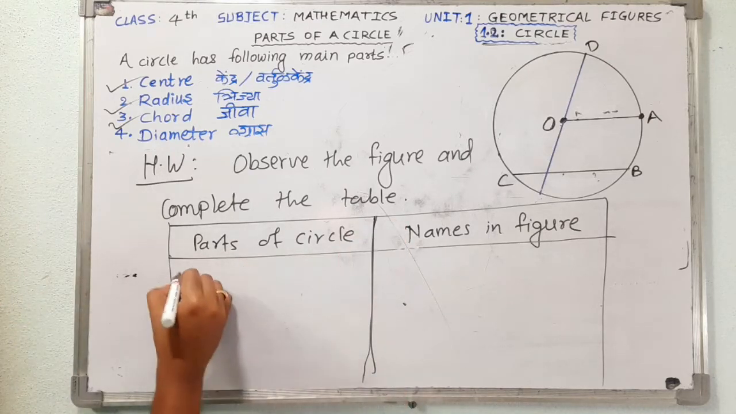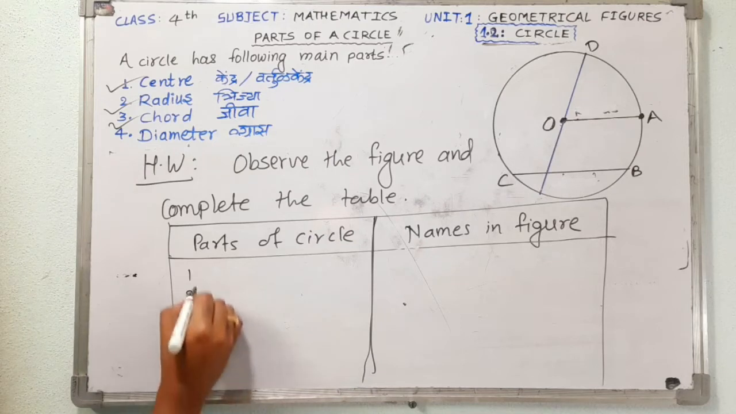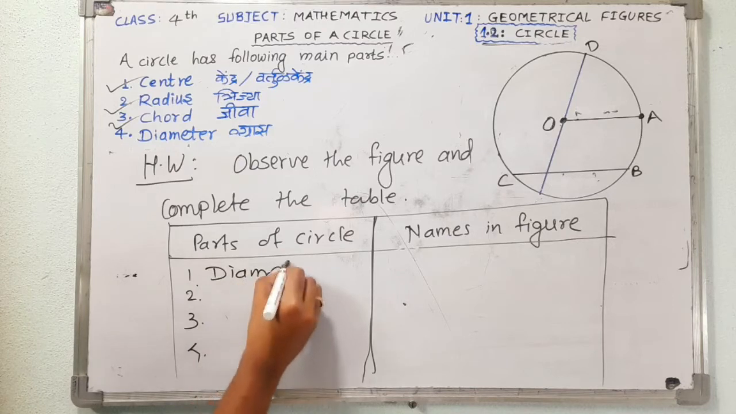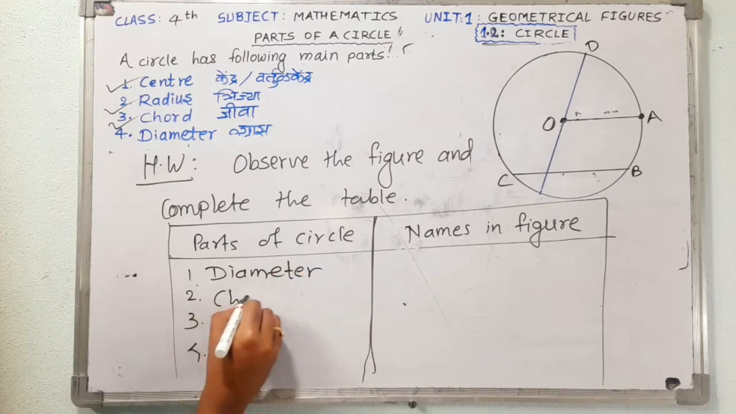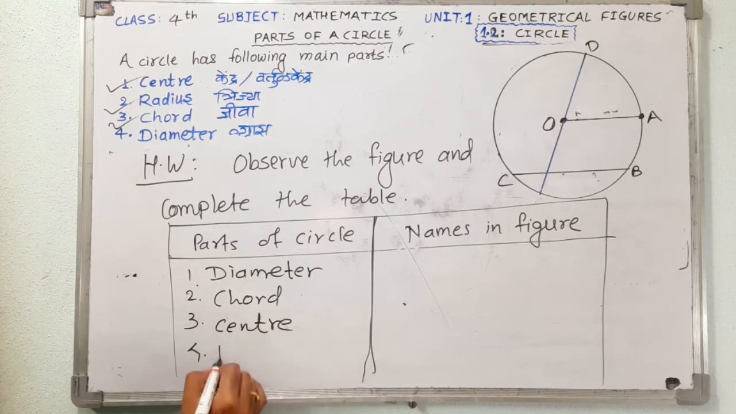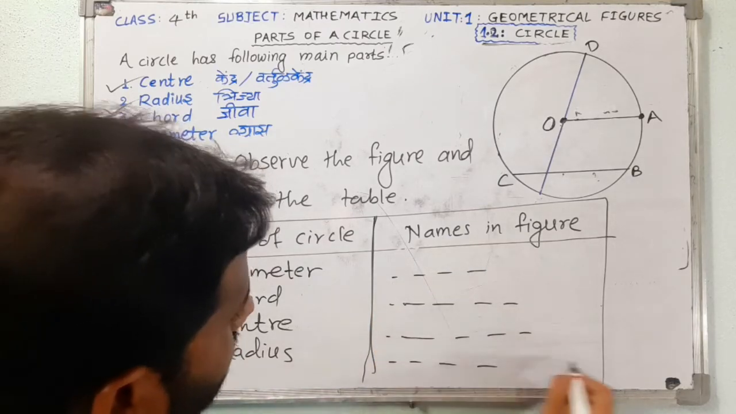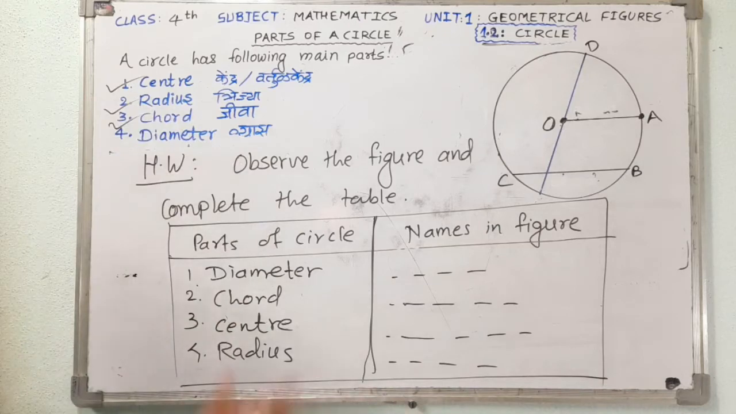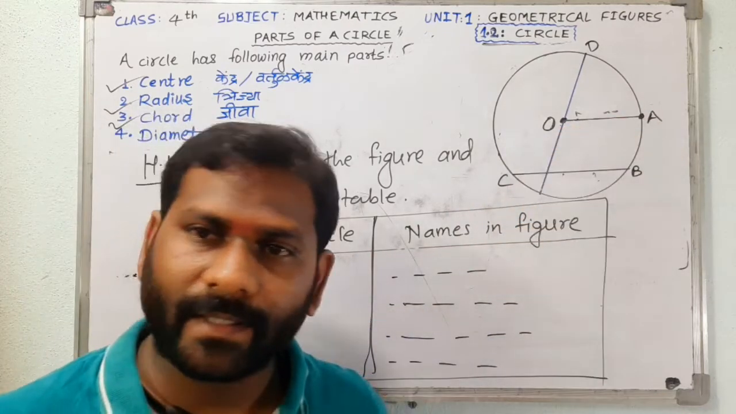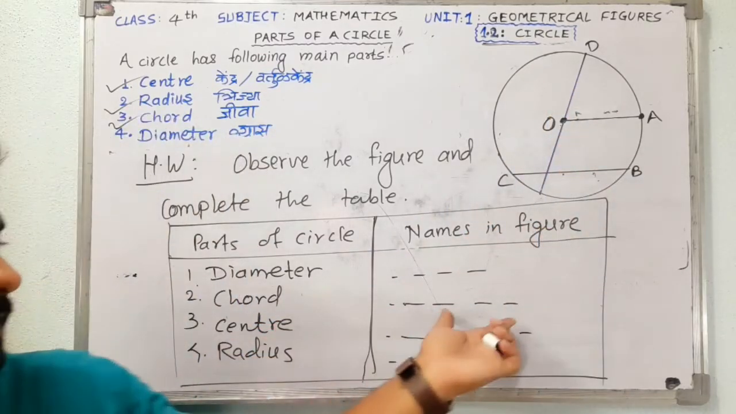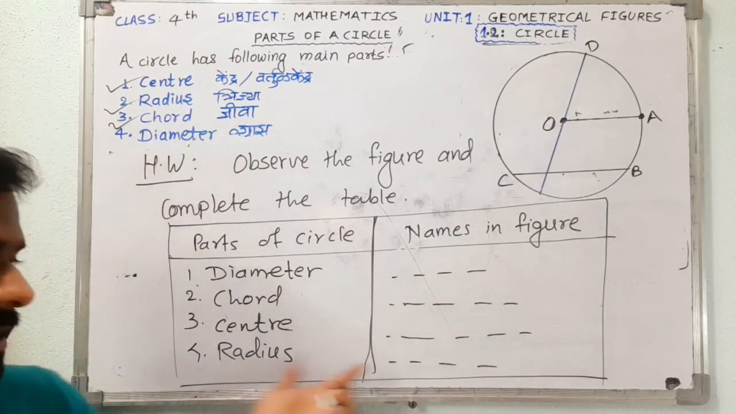Parts of a circle, 1 2 3 4. I will change the sequence. Suppose diameter is here, diameter, then chord, then center, and finally what remains is the radius. What you have to do? You have to write the names in the diagram. Which is the diameter you have to note here, which is the chord you have to note here, which is the center you have to write its name, and which is the radius you have to write its name.